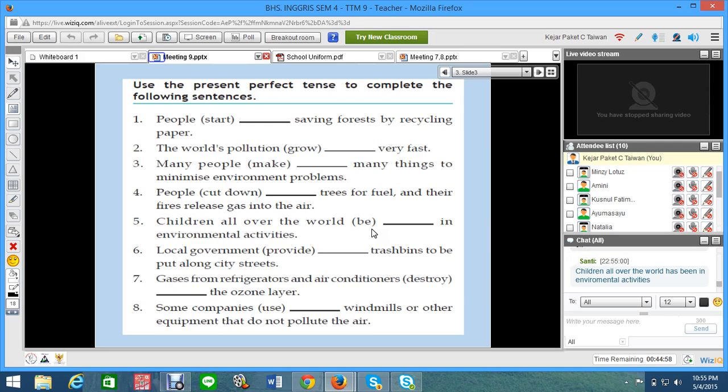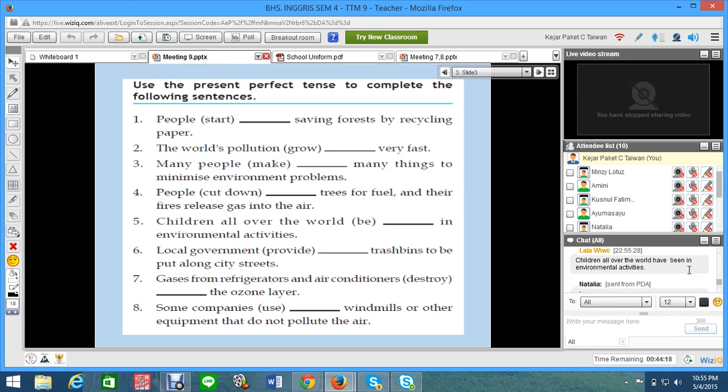Children all over the world. Children itu pakai apa Mbak Santi? Pakai have ya. Children all over the world. Oke. Jadi susunan Mbak Santi udah benar, cuman children all over the world have been in environmental activity.